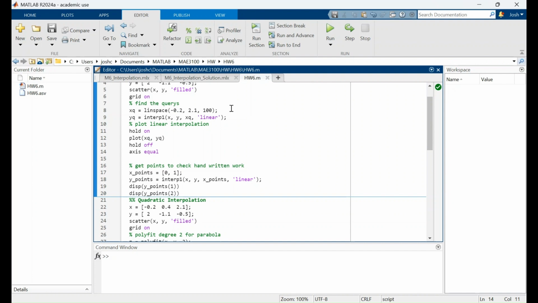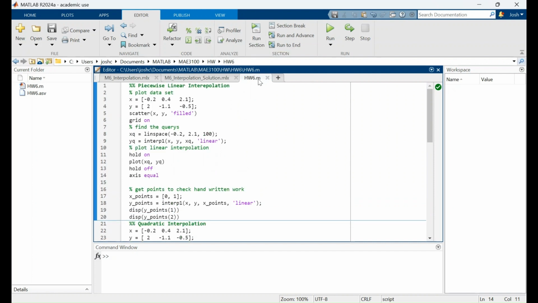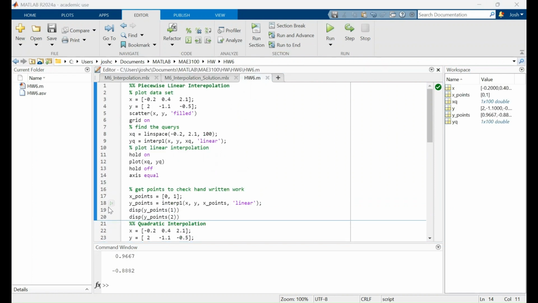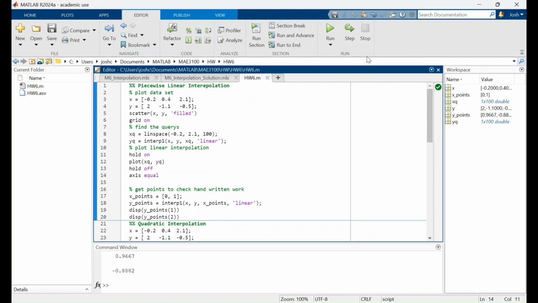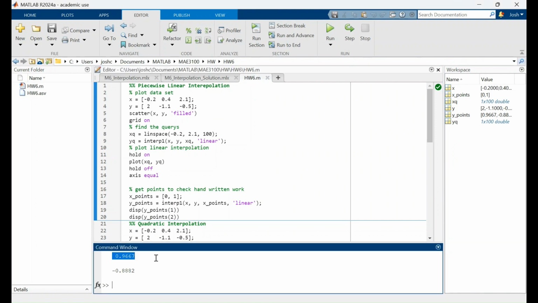I'm going to show the plots at the end because for some reason I can't show my code and my plots. I don't know why it works like that, but I'll show you the quadratic and the linear plot at the end. So as you can see, here are the two values that we got, the 0.9667 and the negative 0.8882.